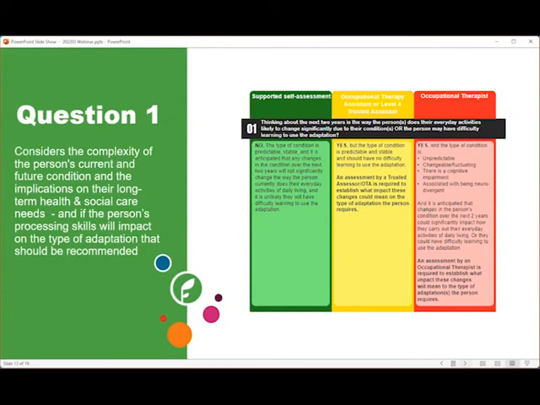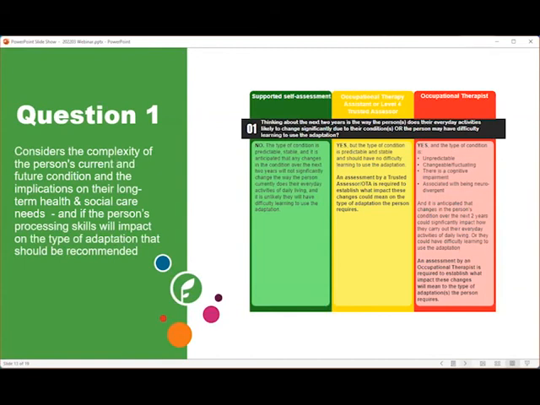So perhaps thinking about, if somebody has got dementia or cognitive impairment, some adaptations may need to be carefully considered to ensure that we don't install something that puts them at risk. So that is what question 1 considers.